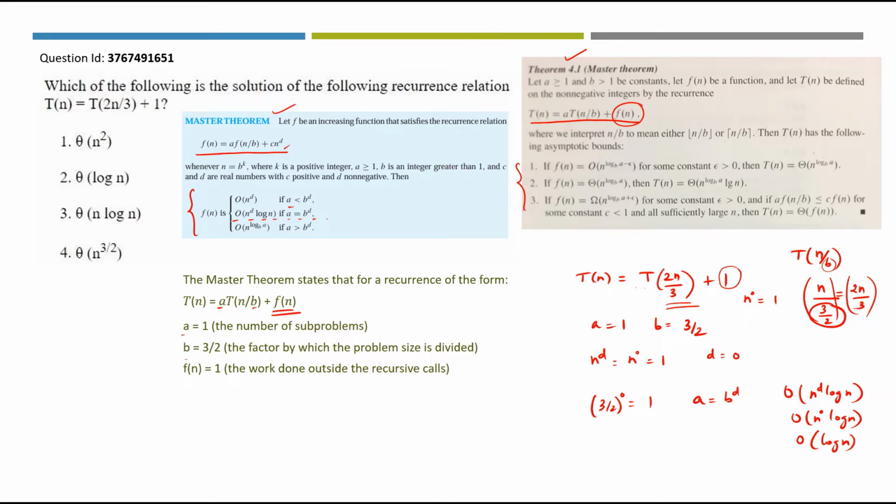So here they have given with respect to big O, but here it is given in form of theta. I will tell you how it is equated. So right now we have to understand log n is the complexity. So we will go with option number 2 as the right answer.